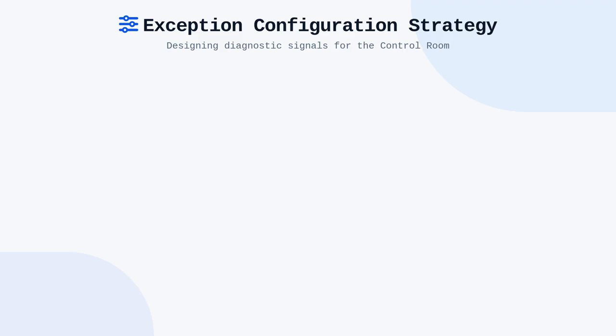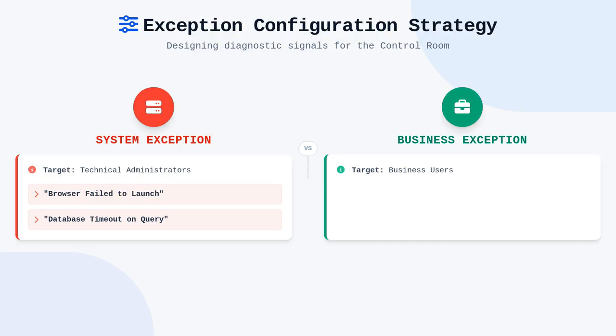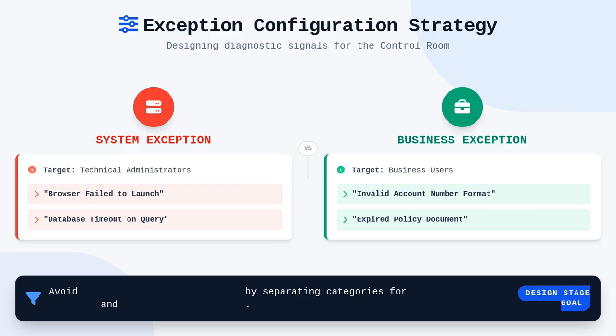For system exceptions, your label should be precise enough for a technical administrator to pinpoint the origin, such as browser failed to launch, or database timeout on query. For business exceptions, the error messages must provide enough context for the business user to perform manual remediation, such as invalid account number format or expired policy document. By keeping these categories distinct, you allow the control room management to filter sessions and perform targeted analysis instead of burying valuable business intelligence under a mountain of noise from unrelated technical flakiness.